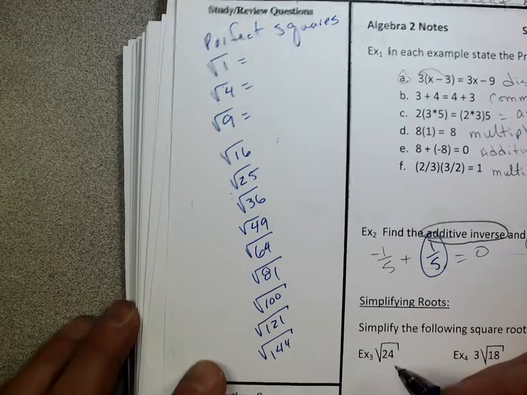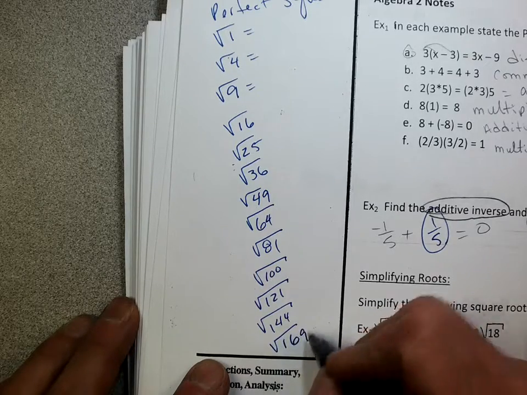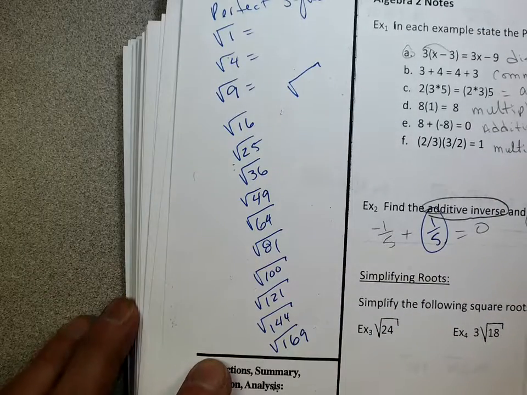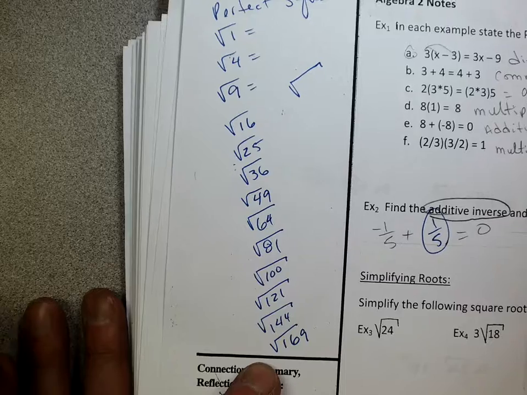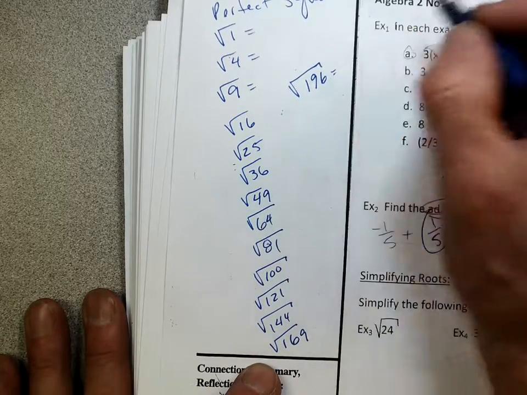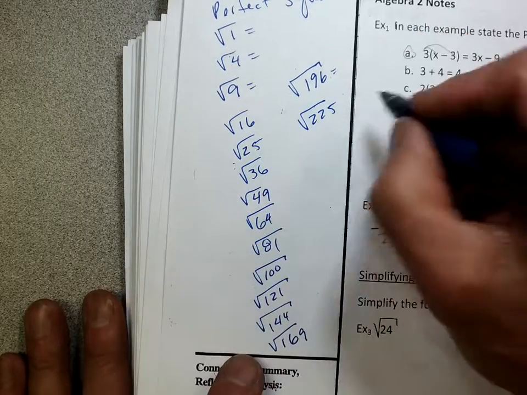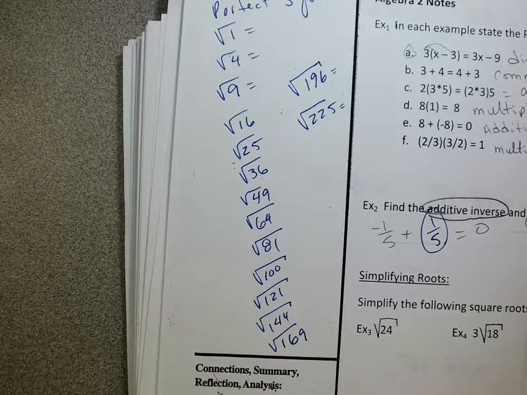144. Anybody know the next one? 169. Very good. Anybody know the next one? It's 196. So it'll be 14 squared, right? 196. Yeah, it is 196. And then the last one will go to 225, because we know that these numbers have nice answers.